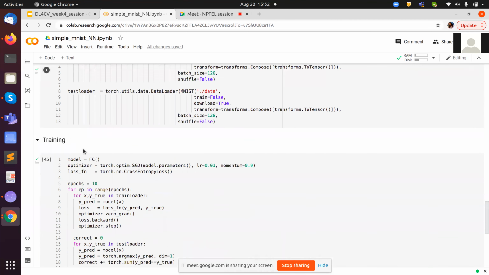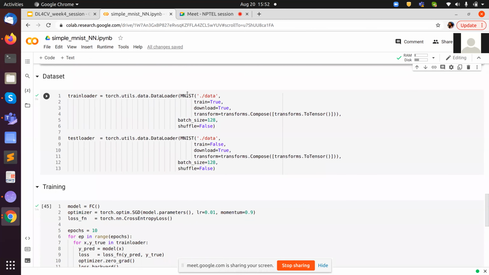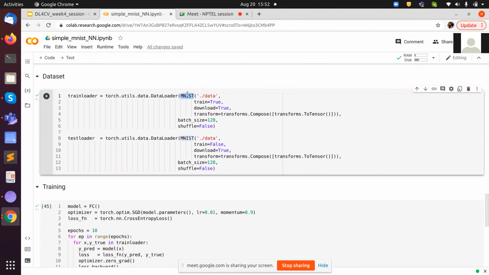Now let's look at the dataset. This MNIST is available in torchvision.datasets. It has been downloaded. Train equals True makes sure that we are using the training data for the training part, and train equals False results in those 10,000 images which are kept aside for testing purposes only.